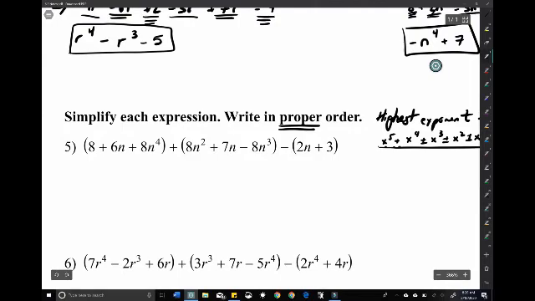So now we just have some bigger strings of numbers. So we'll just distribute the negative, a mixture of addition and subtraction.